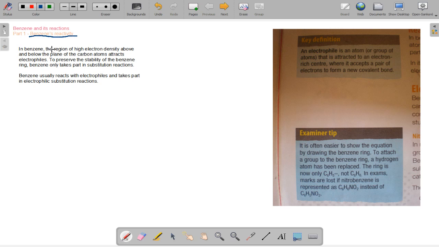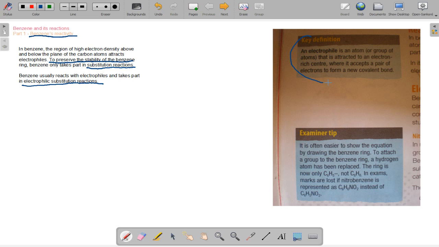First off, we'll talk about benzene's reactivity. In benzene, the region of high electron density above and below the plane of carbon atoms attracts electrophiles, as we found out in the tutorial previous to this. To preserve the stability of the benzene ring, benzene only takes part in substitution reactions. Benzene usually reacts with electrophiles and takes part in electrophilic substitution reactions.